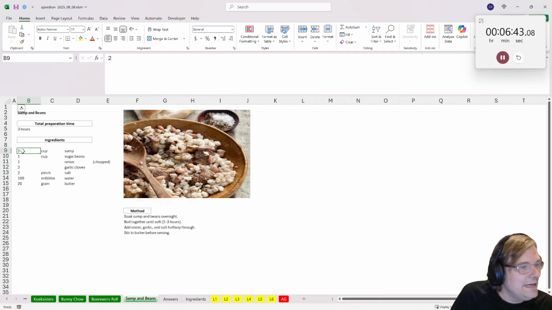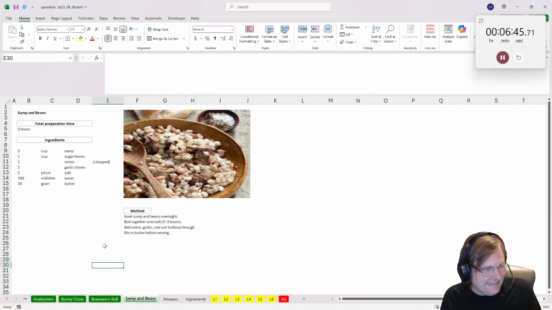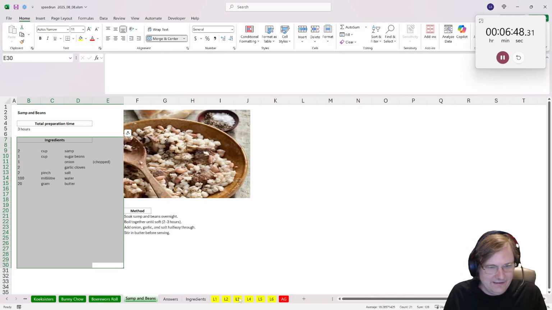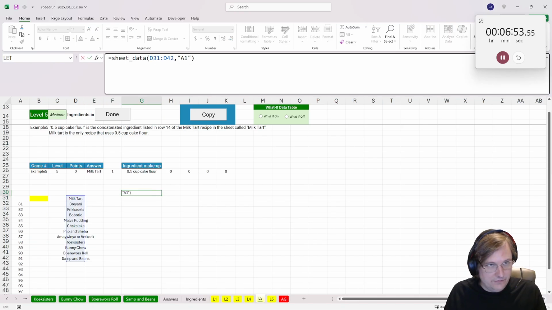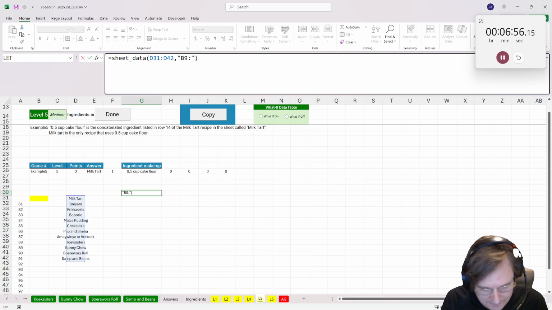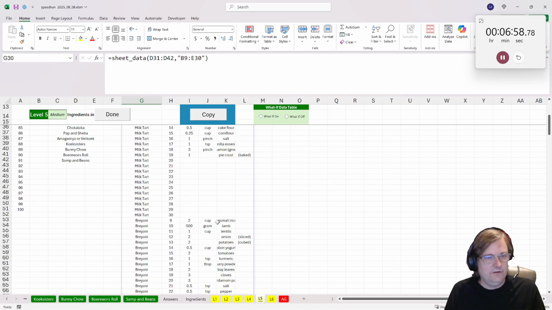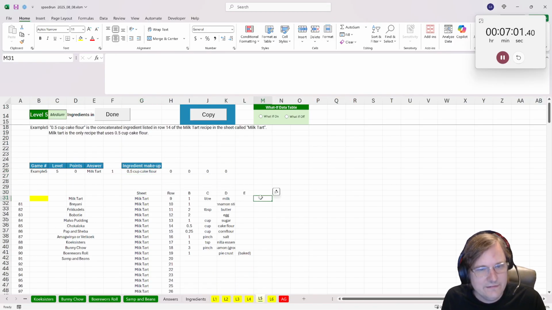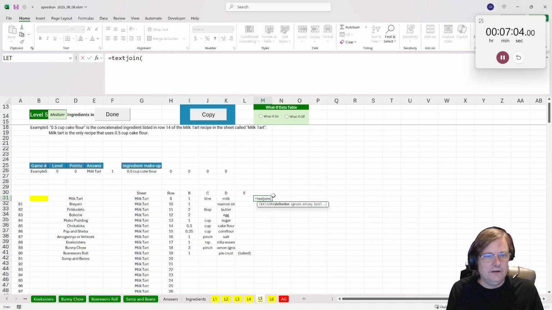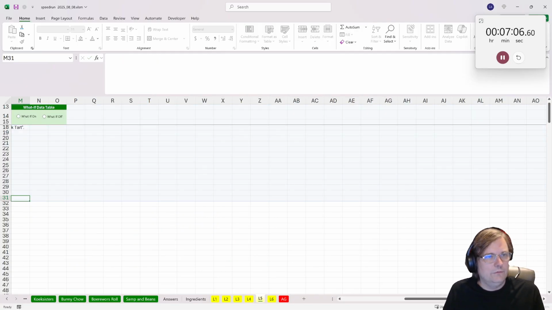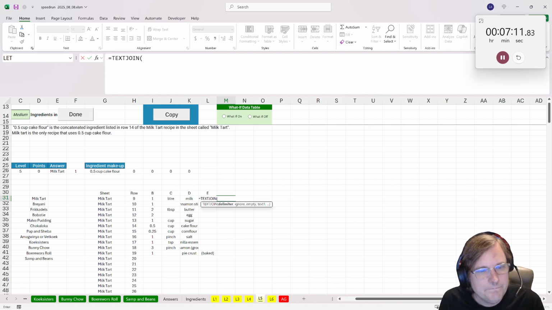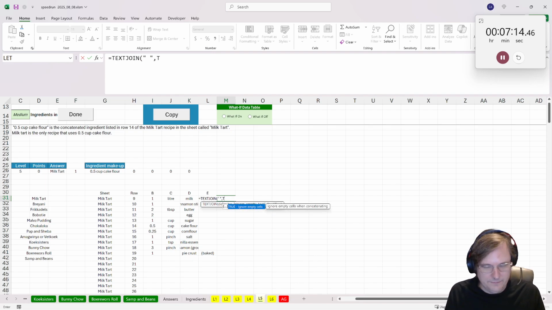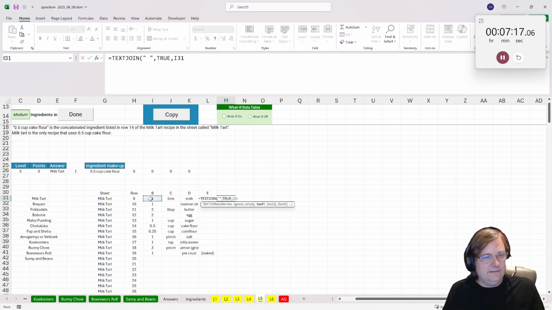All right, it is B9 to E30, let's say. So from B9 to E30, it's all the ingredients, and I've got to put that in the same format as this. So that is a TEXTJOIN again. So that is TEXTJOIN. The delimiter is space. Ignore empty is true. And texts are all this stuff.